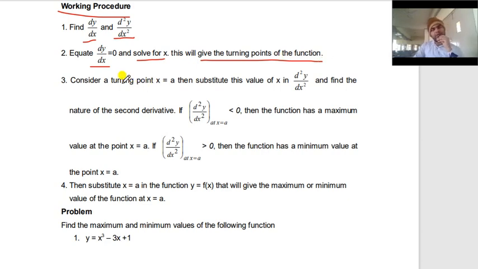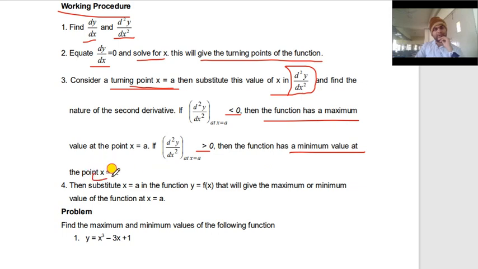Now suppose your turning point is x = a. Then substitute this value in the second derivative of the function, d²y/dx². If the answer is less than 0, then it is maxima. If the answer is greater than 0, then it is minima at that point x = a.